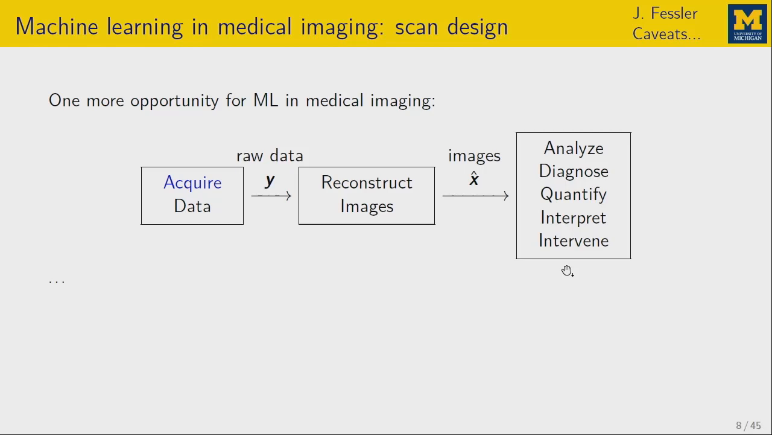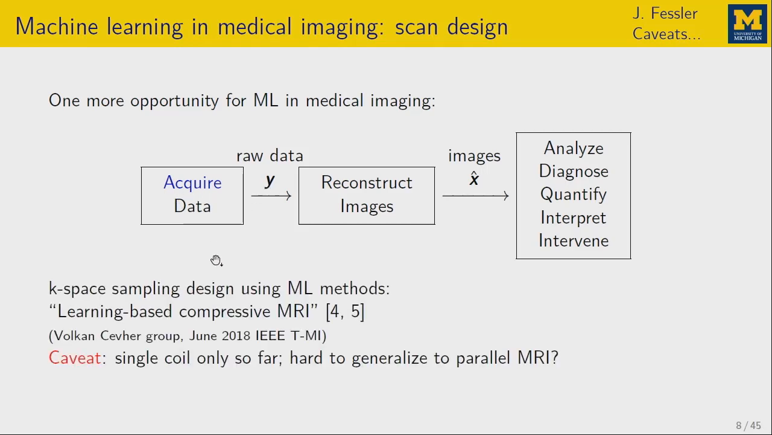There's one more opportunity in this data processing chain for machine learning, and that's in the data acquisition process itself, especially if we're undersampling. We have the opportunity to design what kind of sampling patterns we're going to use. And there's recent work on machine learning-based methods where you use data from training examples to optimize the sampling patterns in a data-driven way. So far, those results are only for single coil. It's not clear to me how to generalize it to parallel MRI, but there are probably talks at ISMRM about that, too, as well.